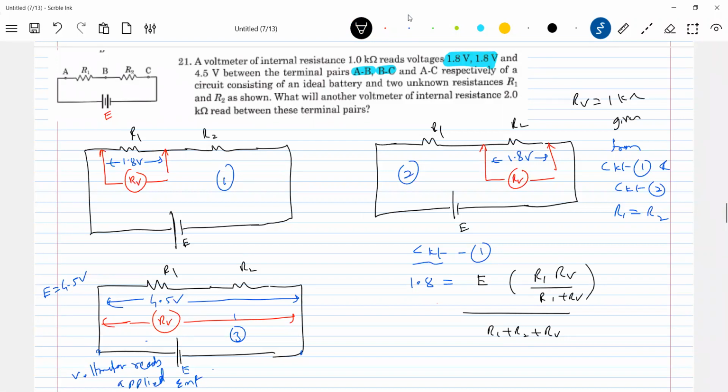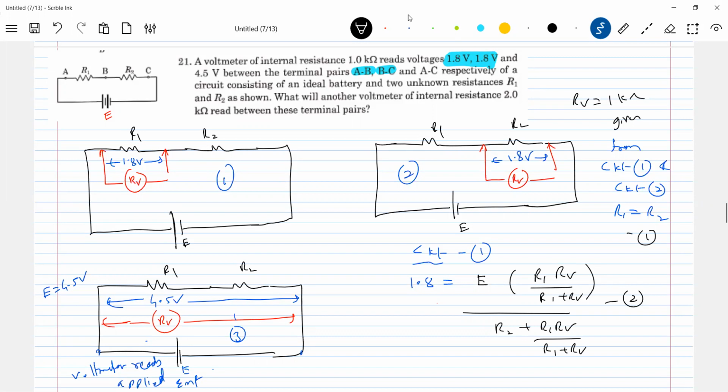We have one piece of information, R1 equal to R2. So we know the value of E also, 4.5 volt. R1 equal to R2 and we know RV. I think two equations, two unknowns. There's equation 1, there's equation 2. Here in the denominator, it should be R2 plus R1 RV by R1 plus RV. Yeah, I'll make changes. There should be R2.